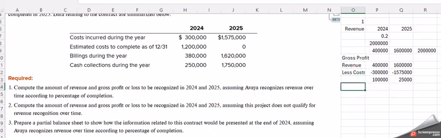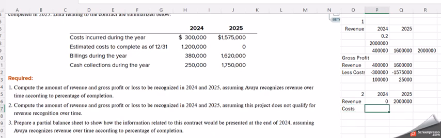Then number two says, now compute the amount if it doesn't qualify for revenue recognition over time. So in that case, in 2024, we're not going to record any revenue. The only way we record the revenue in 2024 is if we're using that percentage of completion. So then we would have all the 2 million go out into 2025. And then again, we're not going to match up any costs in 2024. They would just be hung up on our balance sheet.